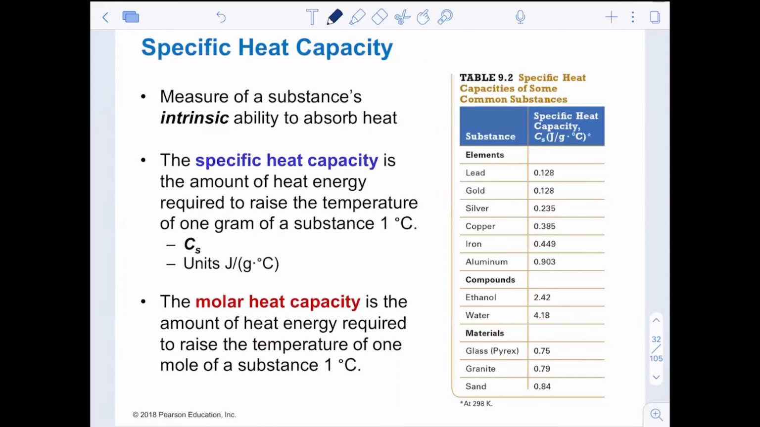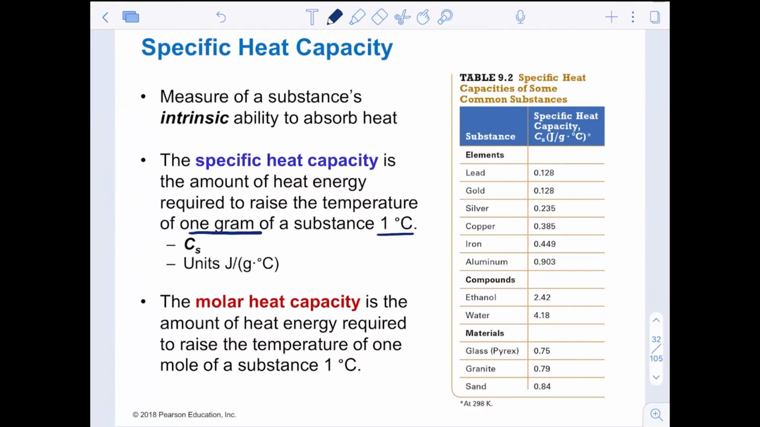Specific heat capacity is a measure of a substance's intrinsic ability to absorb heat. It is still the same idea as the amount of heat required to raise a substance by a degree Celsius. However, now it's the ability of the heat to raise the temperature of 1 gram of a substance by 1 degree Celsius. So it includes mass.